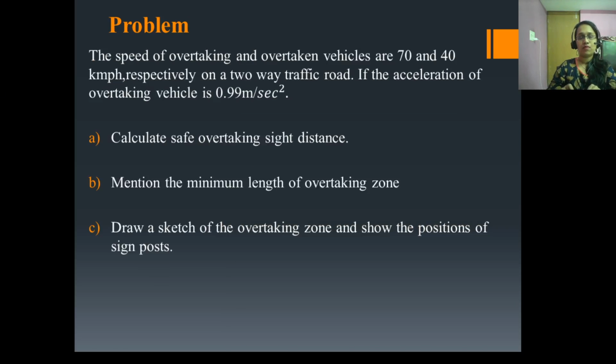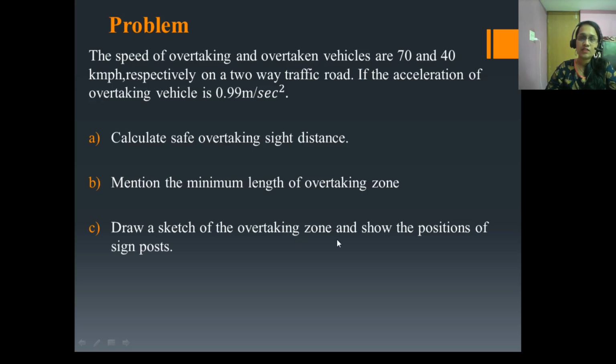Now let us see a problem. Let us read this. The speeds of the overtaking and the overtaken vehicles are 70 and 40 kmph on a two-way traffic road. If the acceleration of the overtaking vehicle is 0.99 meter per second square, we need to calculate the safe overtaking sight distance. Then next we have to mention the minimum length of the overtaking zone, and third we need to draw a sketch of the overtaking zone and show the positions of the sign post.